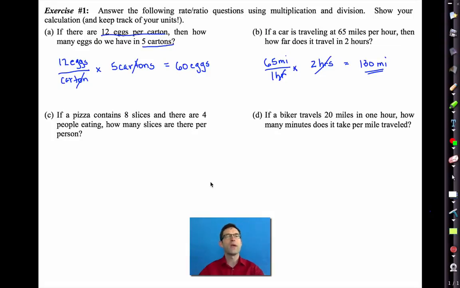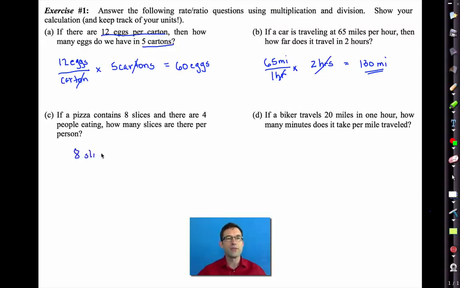Letter C. If a pizza contains 8 slices and there are 4 people eating, how many slices are there per person? This is probably a problem that's quite easy for you, especially if you've eaten a lot of pizza like I have. I live in New York. I also lived in Illinois, Chicago, and New York. Great pizza. Anyway, so this is simple enough, right?